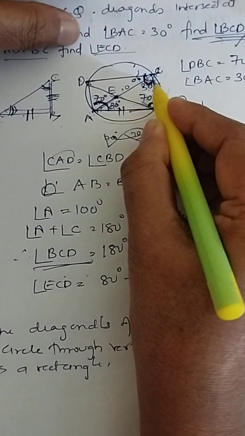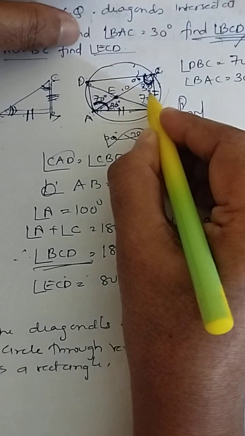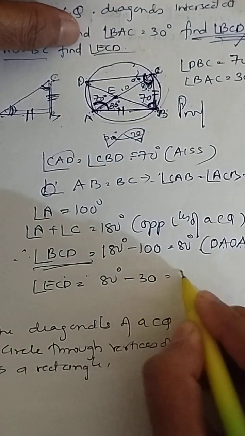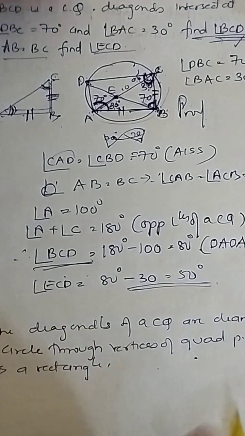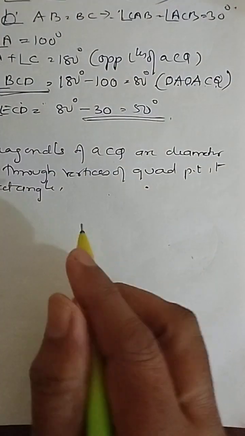Full thing is 80, and here it is 30. So how much does this come to? 80 minus 30, which is 50 degrees. Clear? This is an important question also. Now the next question also is important and pretty easy.